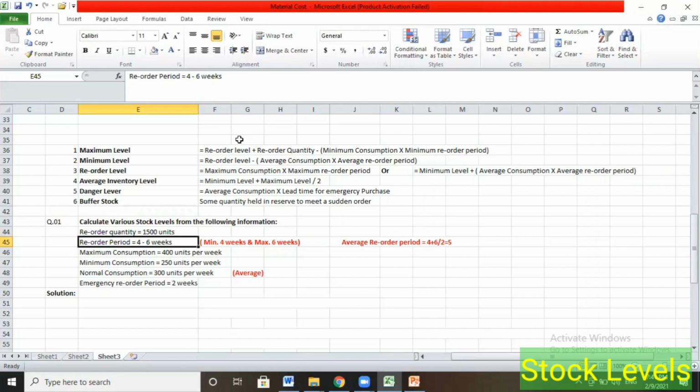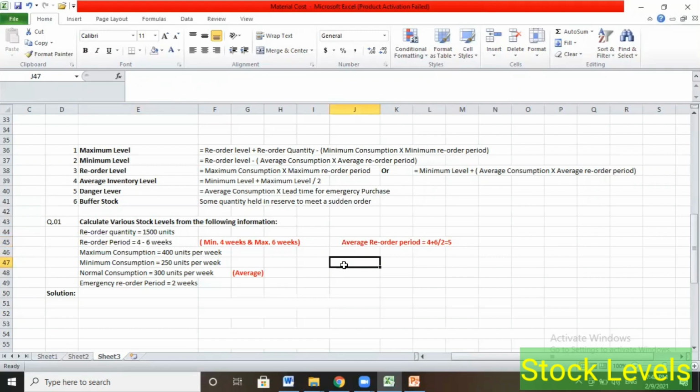What does it mean? 4 is the minimum lead time, meaning it will come in 4 weeks, and 6 is the maximum lead time. So it will come between 4 and 6, either in the 4th week, the 5th week, or the 6th week. We can consider 4 as the minimum period and 6 as the maximum period. What if we want the average? The average always lies between these two. So 4 plus 6 divided by 2 is the average reorder period.